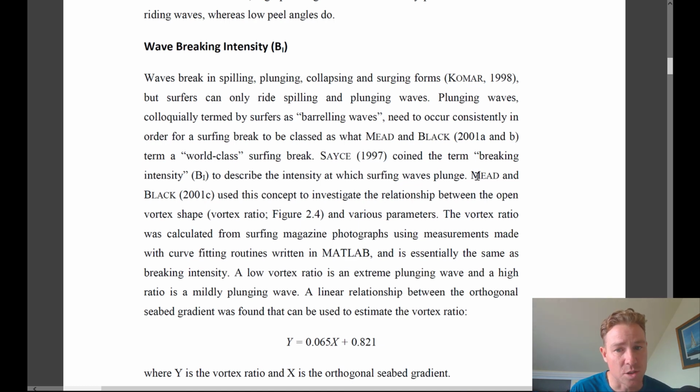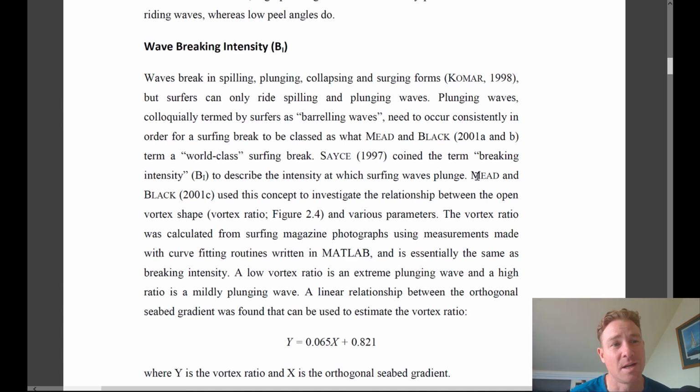There's this relationship between the seabed gradient and this vortex ratio, and it's a linear relationship, which means, and this is what we're going to get into, linear relationship means that you can measure it, you can predict it. It's along a straight line of this relationship between the two.